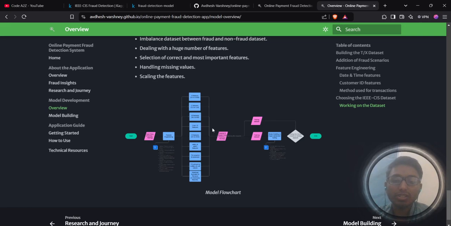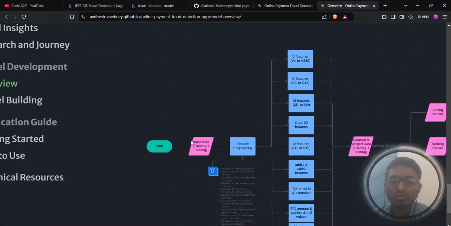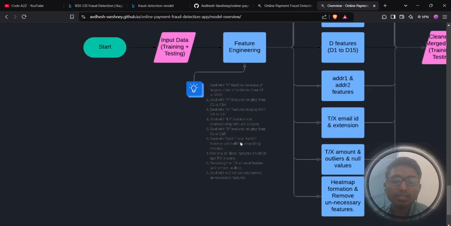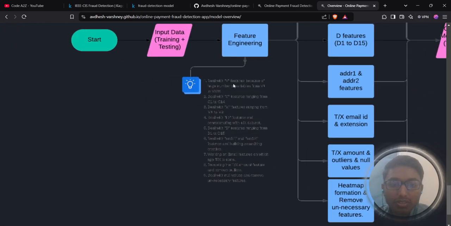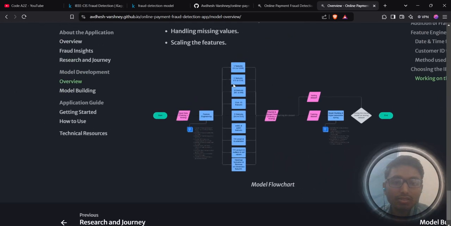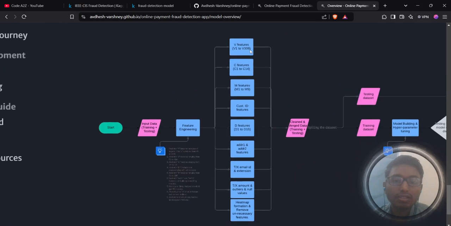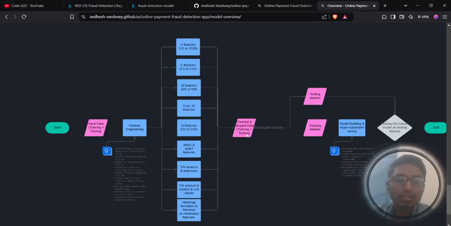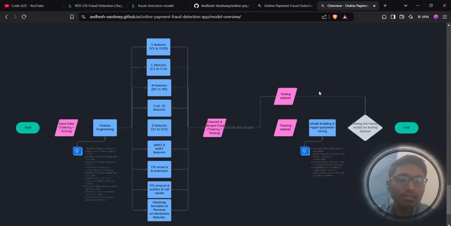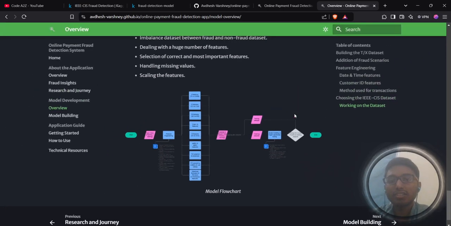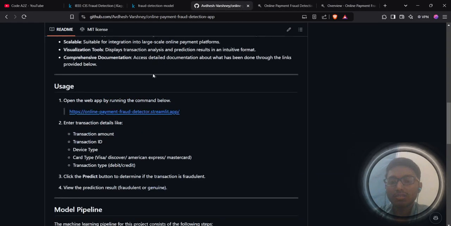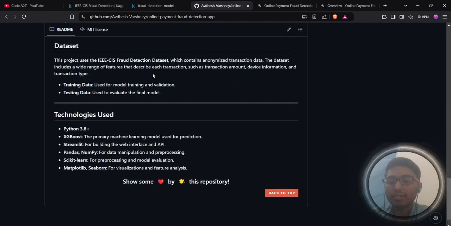This is the model flowchart of our model. First I went through the input data, then I did some feature engineering. It becomes messy, but you can go through these things: V features are V1 to V139, which I have already discussed, C features, AM features, and many other features. At the end, the clean dataset is merged, then the dataset is split into training and testing, then model building and hyperparameter tuning, and finally testing. After testing, I deployed the model on Streamlit. You can go through this, and also the readme file.